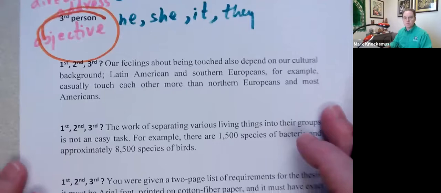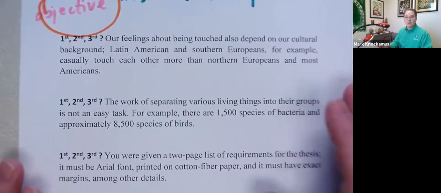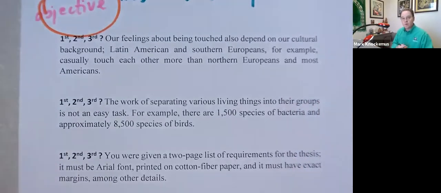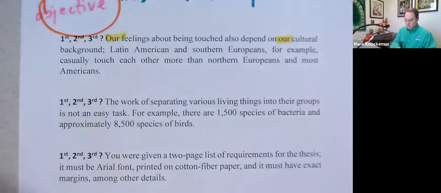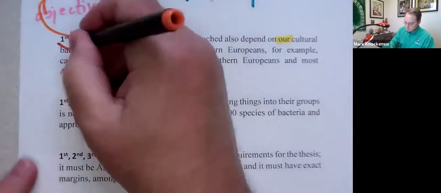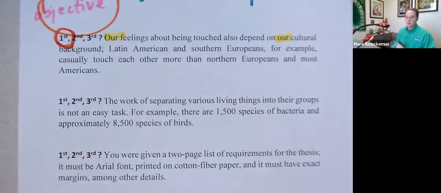Let's look at some examples and identify what point of view it's written in. Our feelings about being touched also depend on our cultural background. Latin America and Southern Europeans, for example, casually touch each other more than Northern Europeans and most Americans. There was a clue there. Did you see that? Yeah, that lets us know what this is. First person point of view.